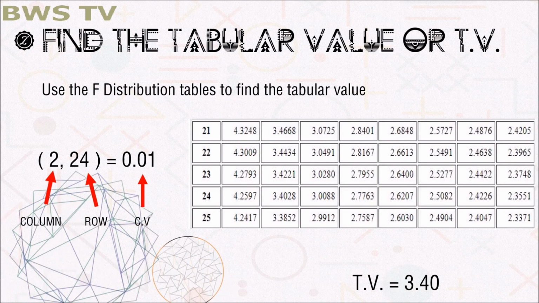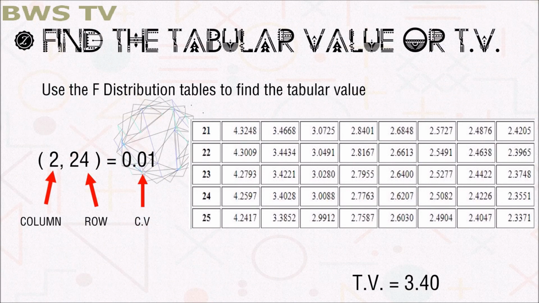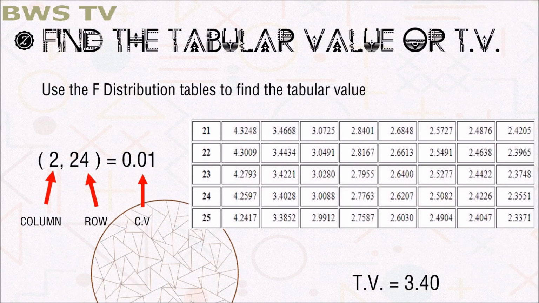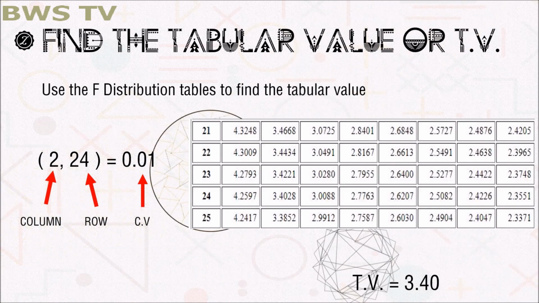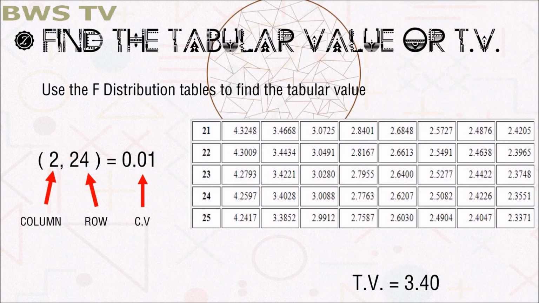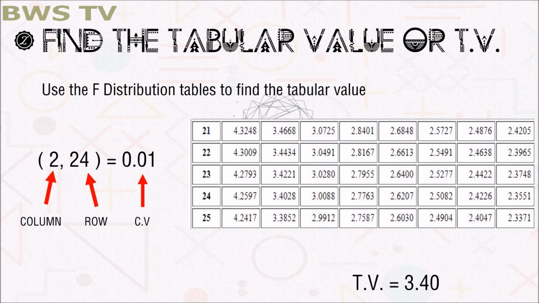Simply look at the columns and rows where DFB will represent what column to look at, while DFW will represent what row to look at. Now just find the cross-section of the values and you'll get 3.40, and round it off to the second decimal to make it simpler.